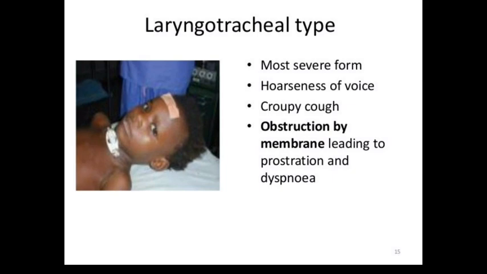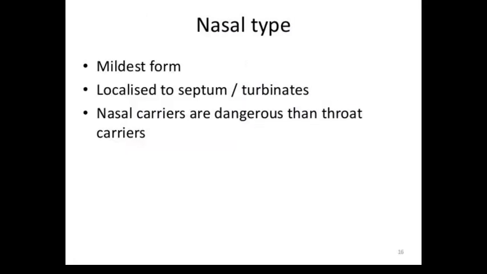Laryngotracheal type. Most severe form: hoarseness of voice, croupy cough, obstruction by membrane leading to prostration and dyspnea. Nasal type is the mildest form, localized to septum and turbinates. Nasal carriers are more dangerous than throat carriers.